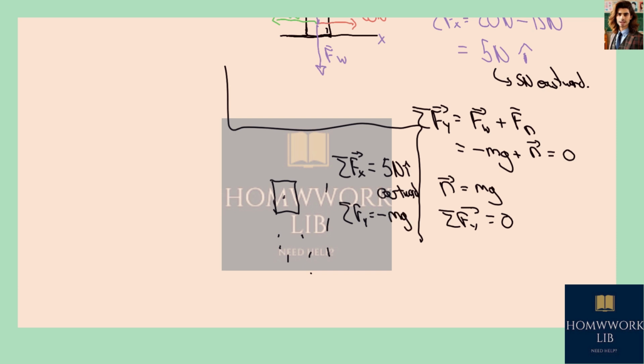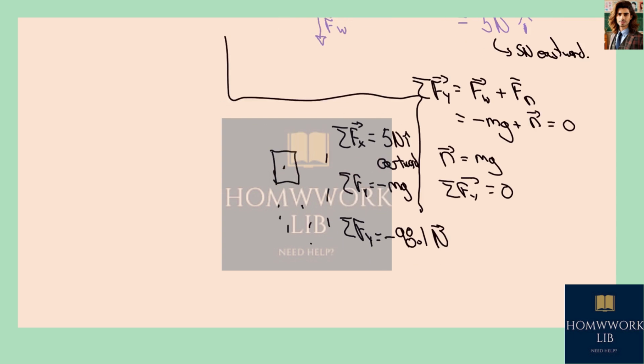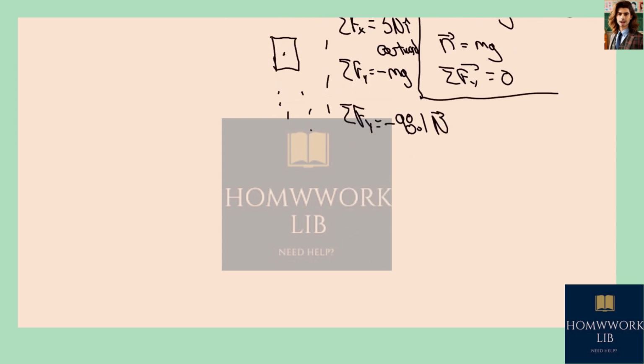So it would be equal to minus 98.1 newtons going down. In this second case, if the block has no normal force, then the resulting force would be minus 98.1 newtons in the y direction, and 5 newtons in the x direction. So we can find the sum of the forces, which would correspond to this vector over here.